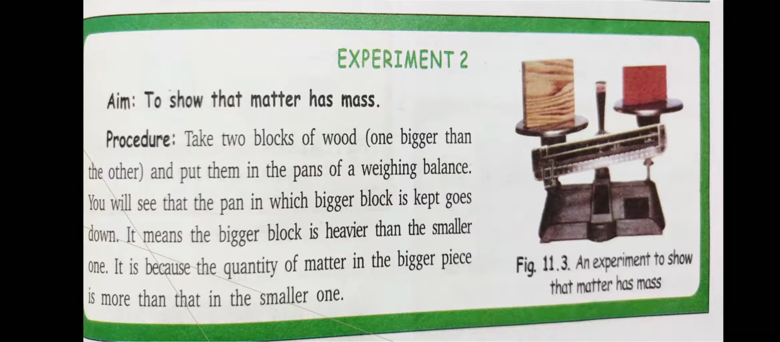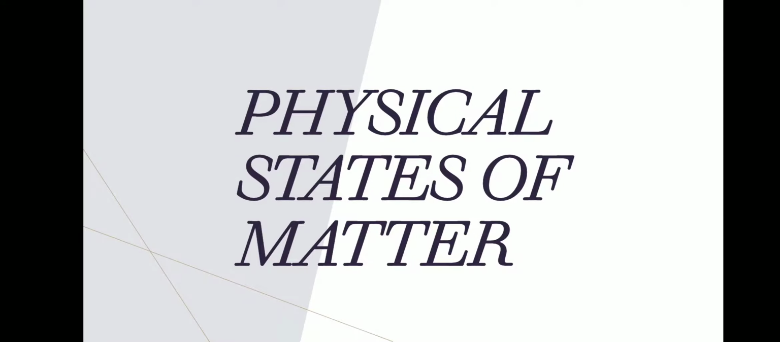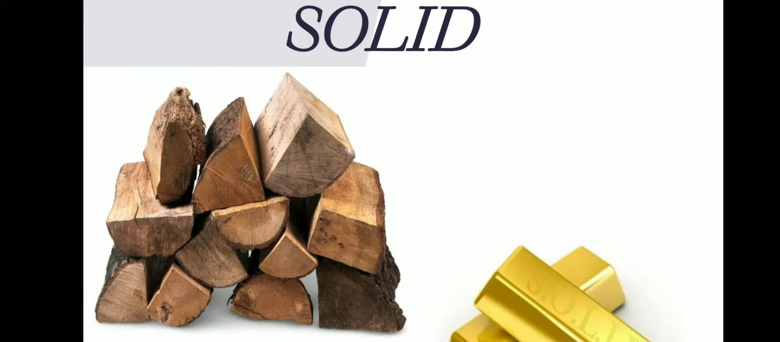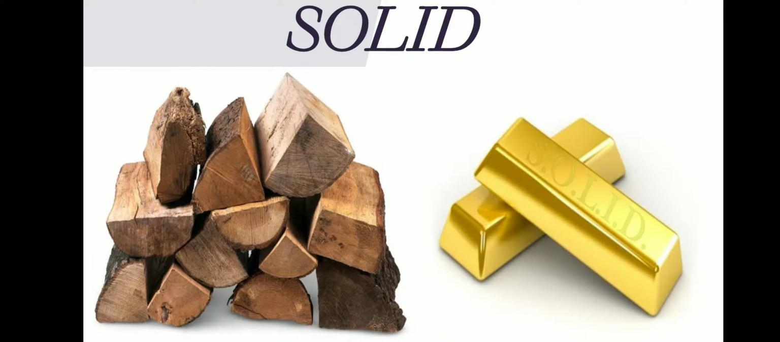Now let us learn in which states the matter exists. Matter exists in 3 states. They are solid. Anything in a solid state of matter has a definite shape and volume. A block of wood, a piece of gold biscuit, they both retain their shapes and volumes.